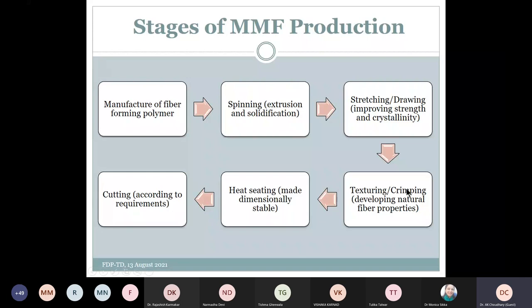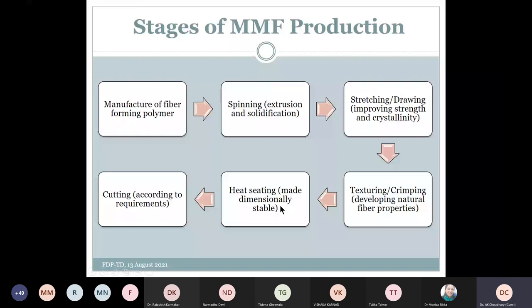So many technologies are available in the industry for the texturizing of the synthetic filaments in order to improve the bulkiness, the loftiness, the sharpness of these synthetic fibers or filaments. Then there is the heat setting, for giving more dimensional stability to the man-made filaments, and then the cutting according to requirements.